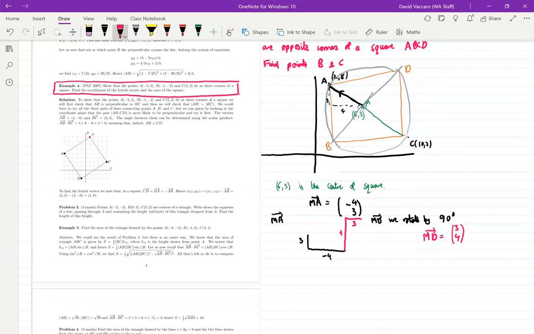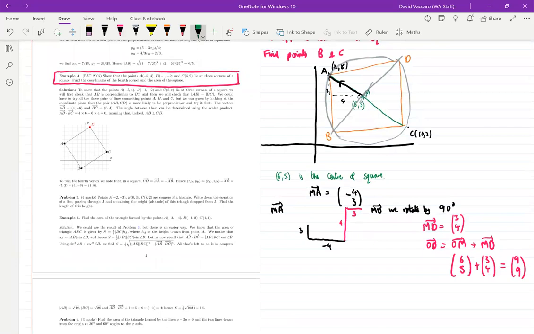And so the coordinates of D, so OD, is OM plus MD. We know the position vector of M, it's 6, 5. MD is 3, 4, so we get that D is 9, 9. We then just need to rotate by 90 degrees again. So this vector 4, 3, when I rotate by 90 degrees, becomes 4, negative 3. So I can write down that MC is 4, negative 3, which just gives me that OC is 10, 2, and I knew that.